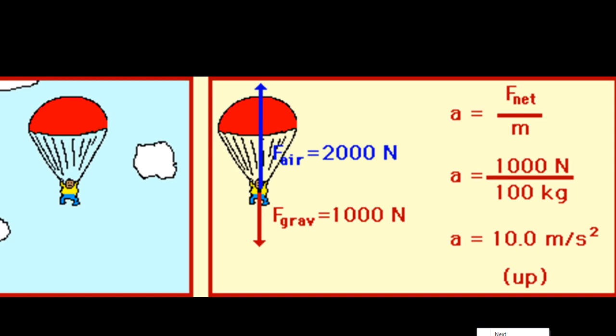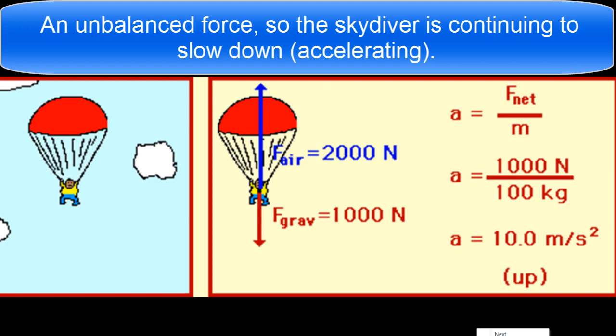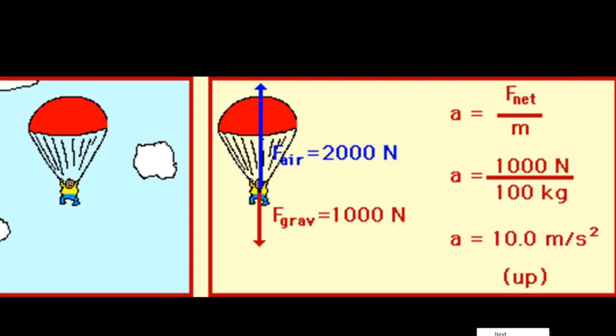Continuing to take a look at this, now the parachute is fully deployed. It's got 2,000 newtons of upward force, 1,000 newtons of downward force. The acceleration is now 10 meters per second squared upward. In other words, he's slowing down by 10 meters per second every second. It's still an unbalanced force. Now, as he starts to slow down, he'll start to plow through less and less air. As that occurs, the air resistance or drag will start to be reduced. Let's watch.